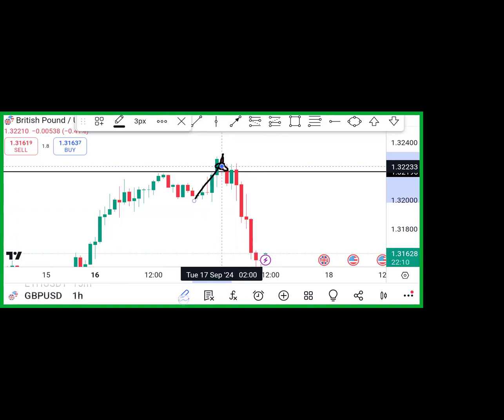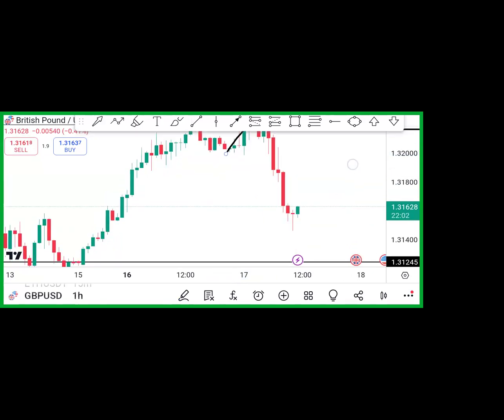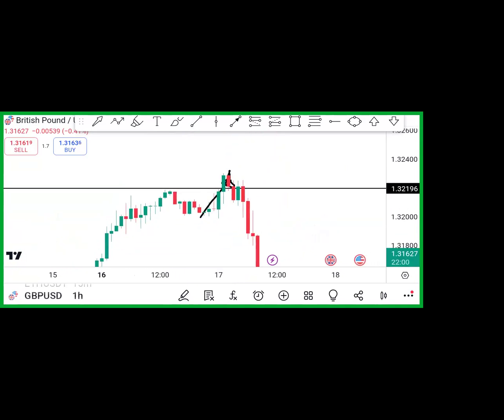Why? Because they know that there is so much liquidity right there. There are so many stop losses at that level. And once the price goes there and hits the stop losses, then the price will start collapsing. It has finally gone ahead to grab liquidity.